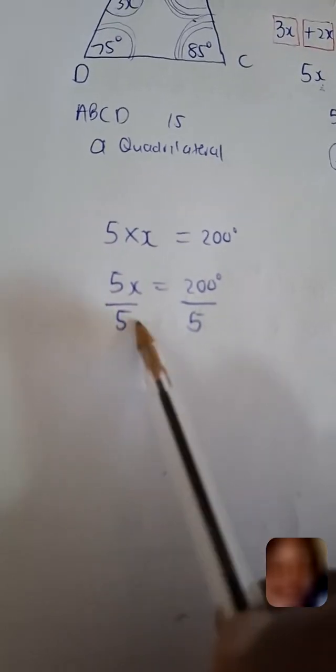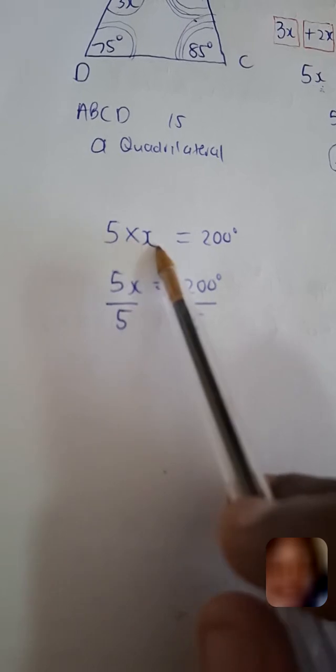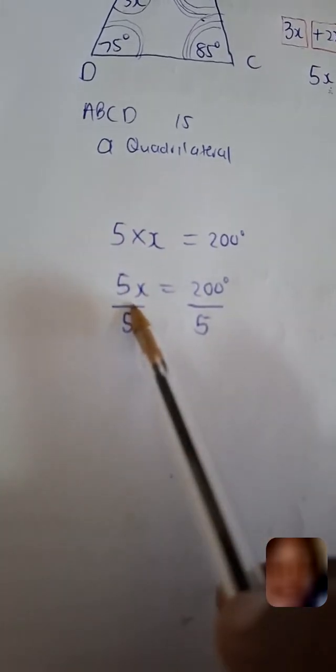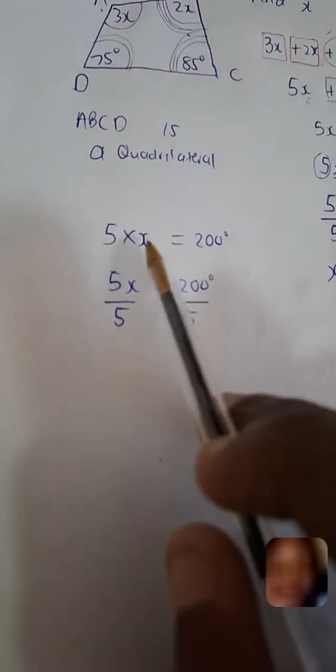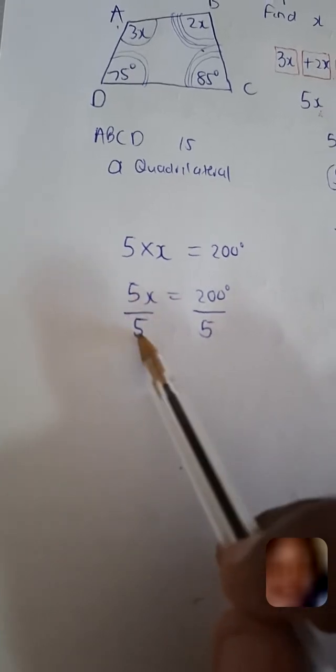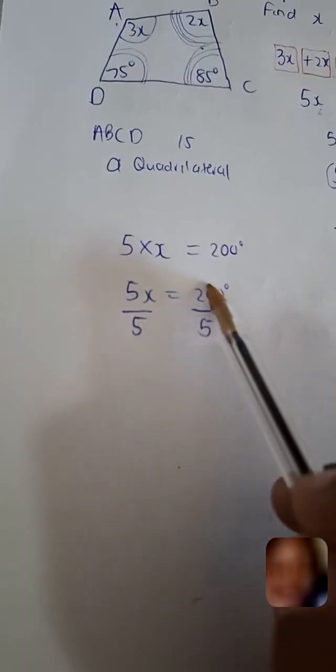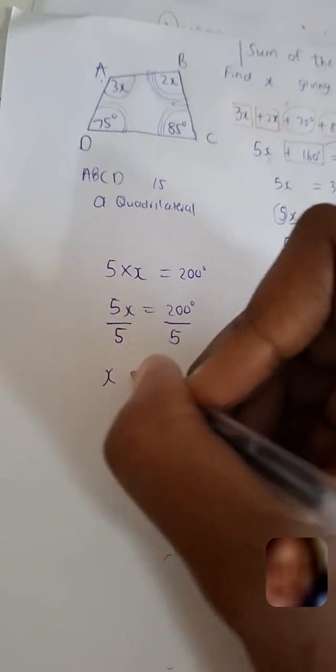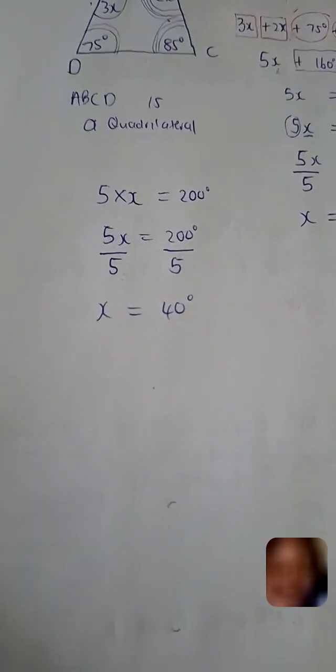So the reason for dividing by 5 is because there's a relationship between 5 and x, which is multiply. So in order to get rid of the 5 here, we must divide. We use the opposite of multiplication, which is division. Division is the opposite of multiplication. Multiplication is the opposite of division. So what we do is we divide by 5, but we do it on both sides. So that's why we get an answer of x is equal to 40 degrees.